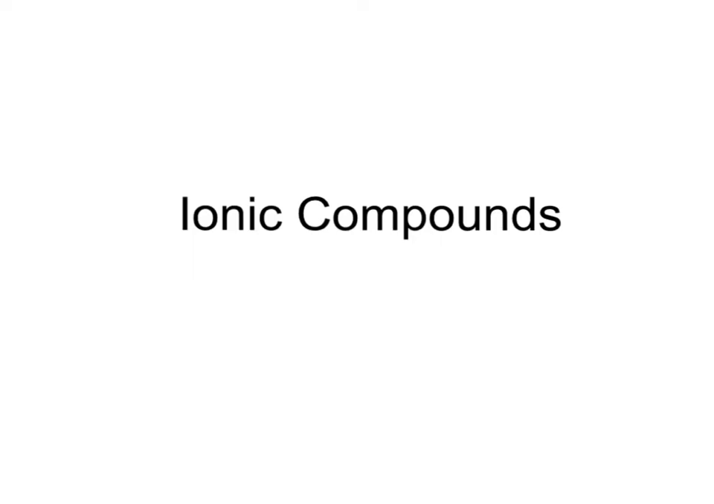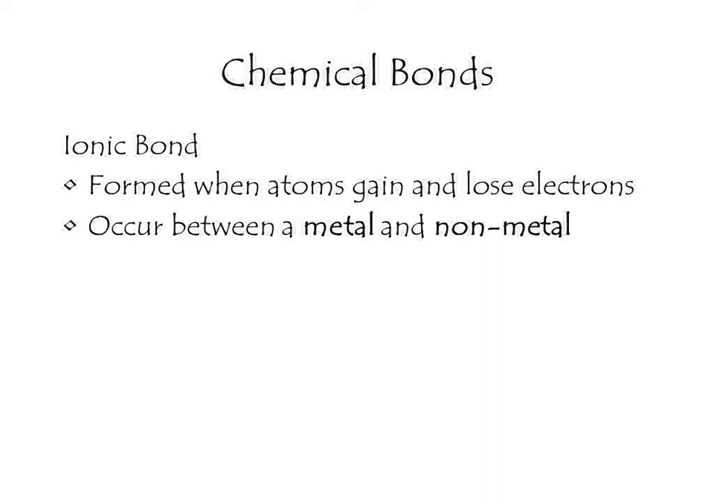So this tutorial is going to be all about ionic compounds. Ionic bonds are formed when atoms gain and lose electrons. So typically, an ionic bond is between a metal and a nonmetal. Most importantly, as the name states, an ionic bond is ultimately between opposing charges, so a positive and a negative charge.